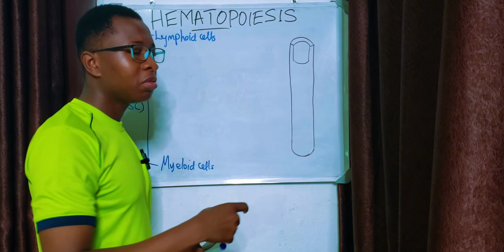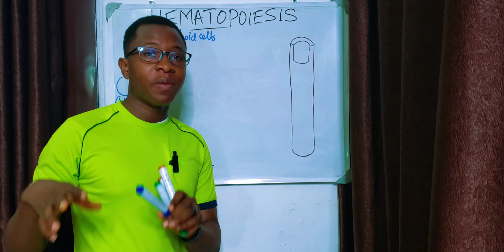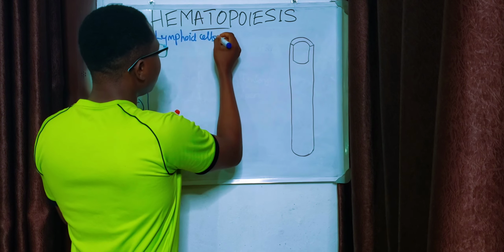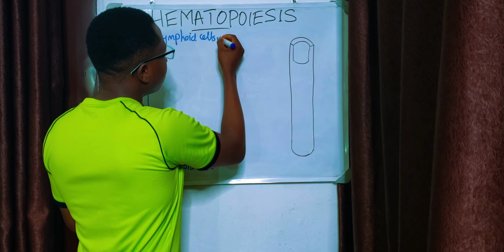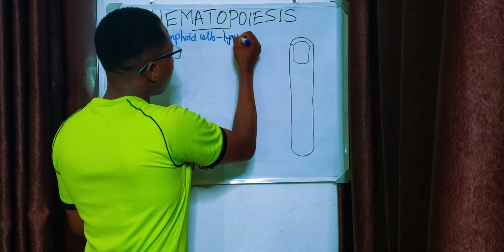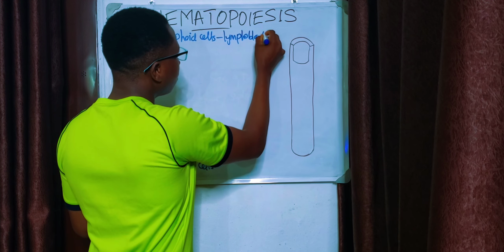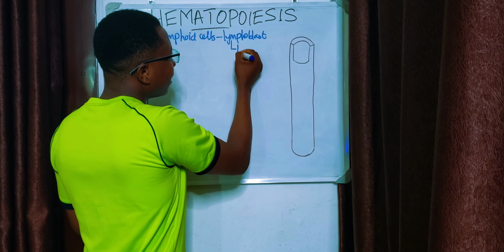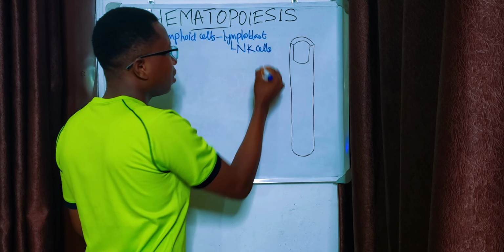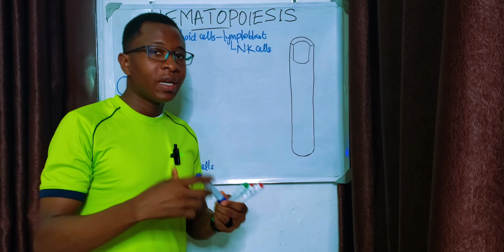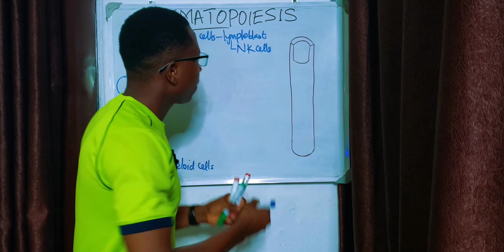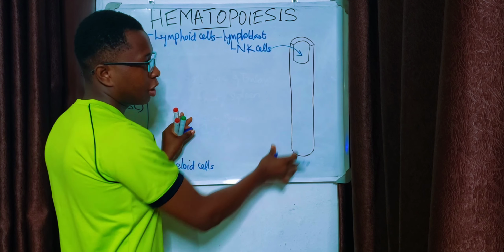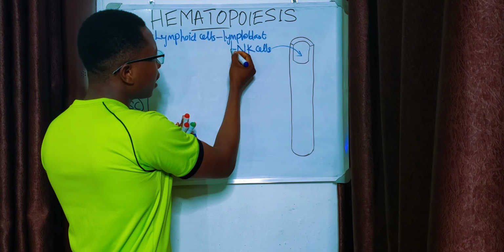Now the lymphoid cells will differentiate to form other types of cell. What can it form? Firstly, the lymphoid cell differentiates to form the lymphoblast. The lymphoblast forms the NK cells. What are the NK cells? The NK cells are the natural killer cells. When these are formed, they are thrown into the bloodstream, that's the blood vessel.